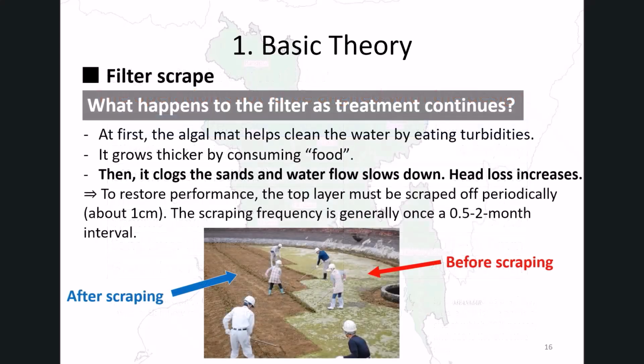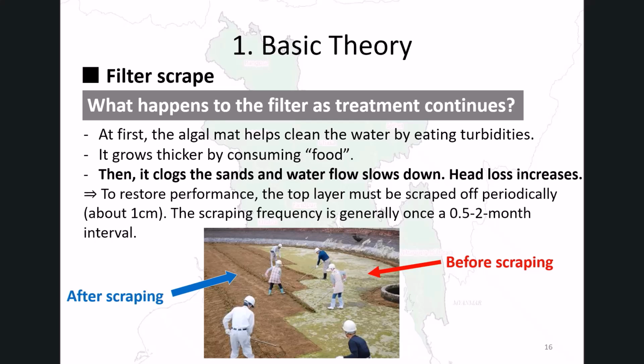As the filter operates, the biological layer grows thicker while consuming impurities from the water. Over time, this growth causes clogging at the surface. This clogging increases head loss and reduces filtration speed. This is a normal process and indicates that the biological layer is active.